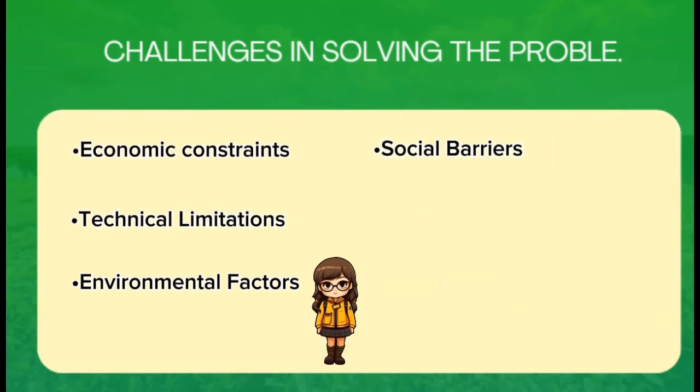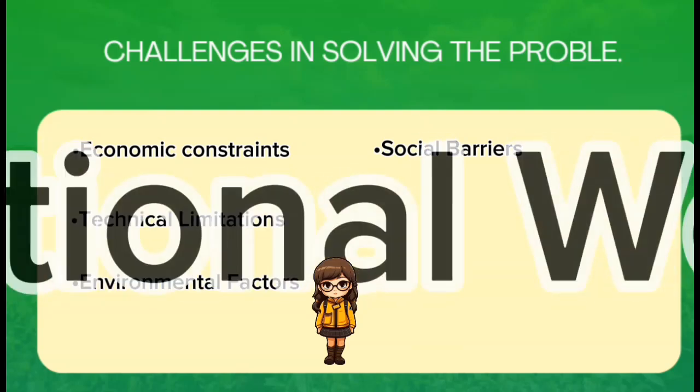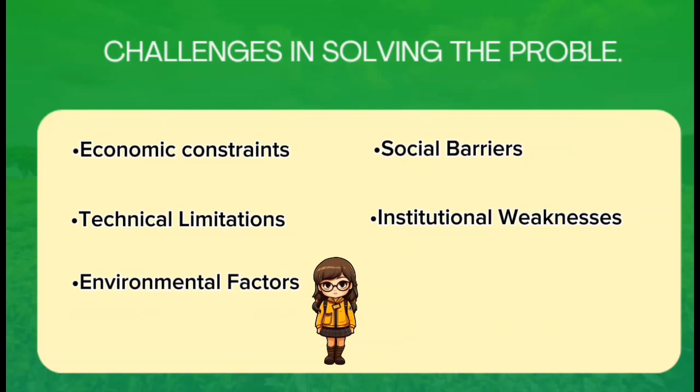Social barriers hinder agricultural development, including limited education, inadequate extension services, and social inequality. These barriers restrict farmers' access to knowledge, resources, and markets. Institutional weaknesses undermine agricultural development, characterized by inadequate governance, ineffective regulatory frameworks, and insufficient support services. Policy inconsistencies create uncertainty and hinder agricultural development. Incoherent policies, conflicting regulations, and inadequate enforcement discourage investment and innovation.